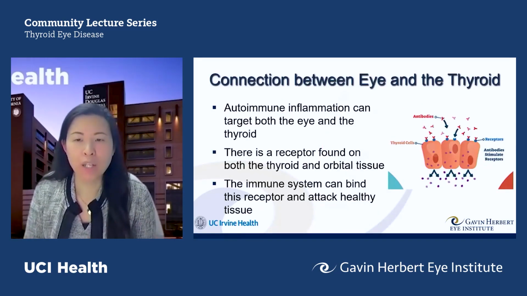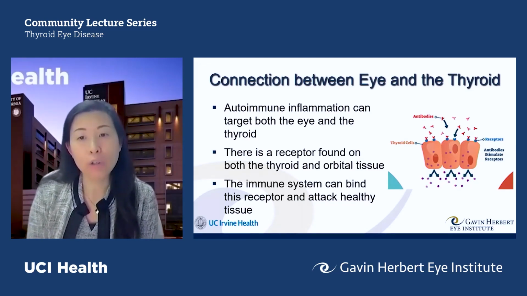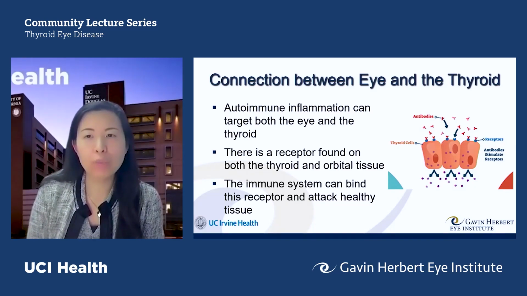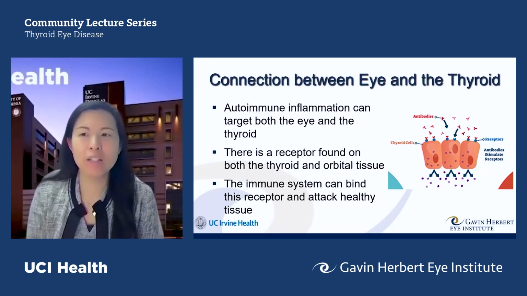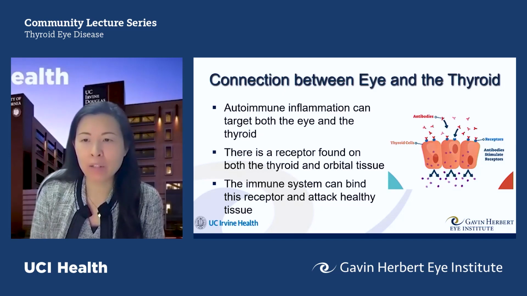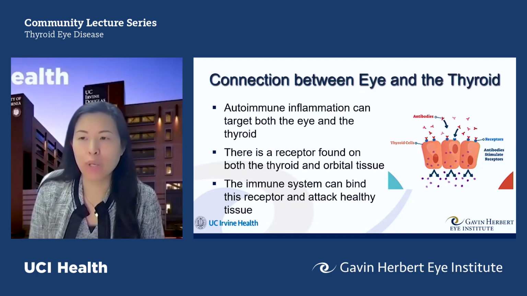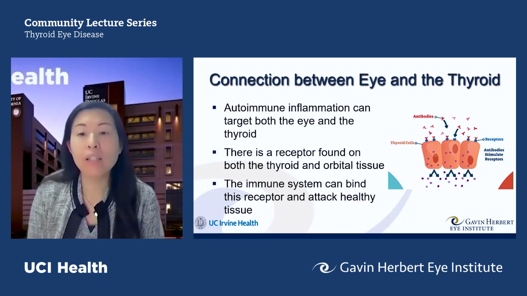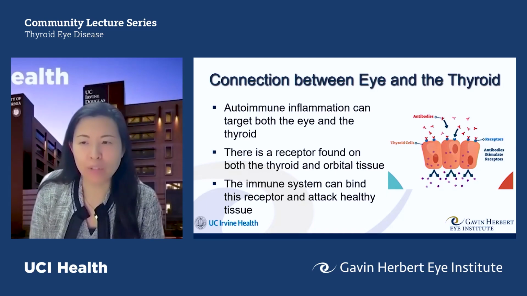So what's the connection between these 2 organs, the eye and the thyroid? Well, remember I told you that this disease is an autoimmune disease. And this kind of autoimmune inflammation, or inflammation against your own self's tissues, can target both the eye and the thyroid because there's a receptor that's found on both the thyroid and orbital tissues. And so the immune system, when it attacks, it's like making a mistake. It thinks that this tissue is an outside invader and it's trying to attack it, thinking it's protecting itself from infection, when in fact, this is part of your own body's normal thyroid tissue or normal eye tissue, and then it goes and attacks those tissues.